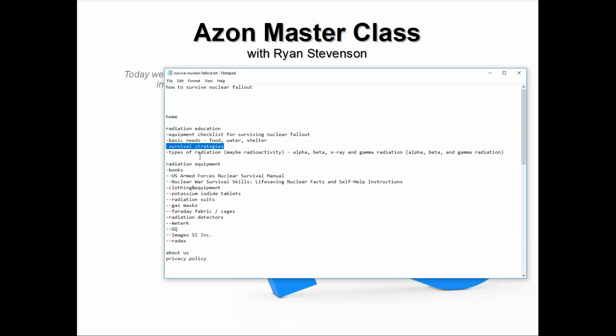So, starting with one of these informational topics and then working my way backwards, I would already know what these different areas of my site were going to be about. So after I write my survival strategies page, I can easily write the summary for that page on the radiation education category page. So again, this is why it's important to go backwards.